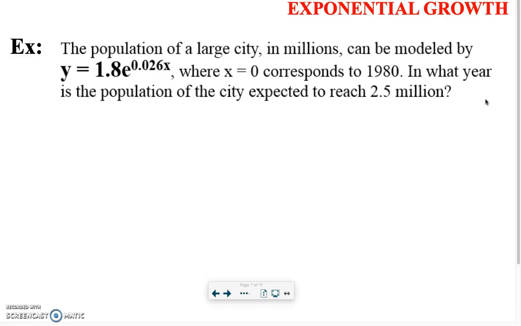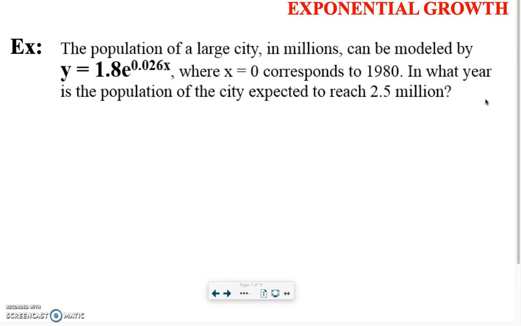So we're going to take a look at this second problem in the notes. By the way, does everybody have it? Everybody sees where we're at? Okay, good. So it says the population of a large city in millions can be modeled by y equals 1.8e to the 0.026x, where x equals 0 corresponds to the year 1980. In what year is the population of the city expected to reach 2.5 million?